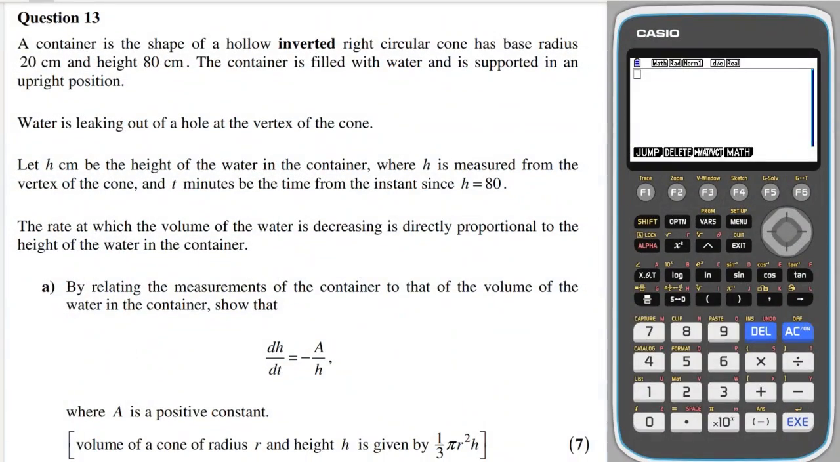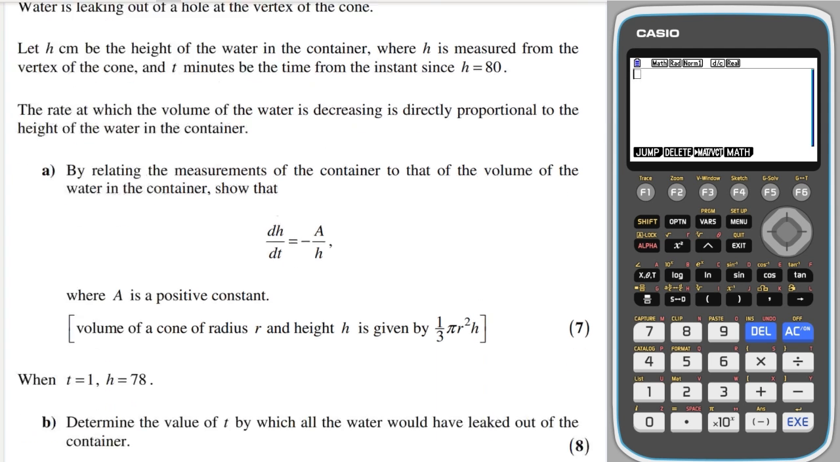Question 13. Oh, what a beautiful question. Really tricky, this. A container is the shape of a hollow inverted cone. Has a base radius 20 centimeters and height 80 centimeters. The container is filled with water and is supported in an upright position.